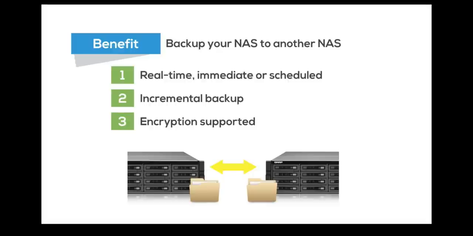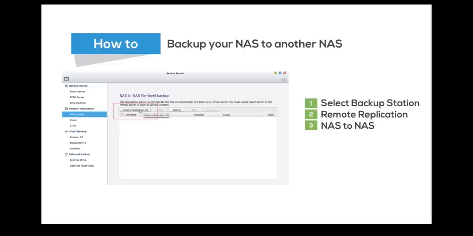Another type of backup is from your NAS to another NAS. Let's say you already had a QNAP NAS, and you just recently bought a new one, and you would like to replicate or move all these files to the newer NAS. You can set up real-time, immediate, or scheduled backup to another NAS by hitting remote replication on the left-hand side, the first tab, NAS to NAS.